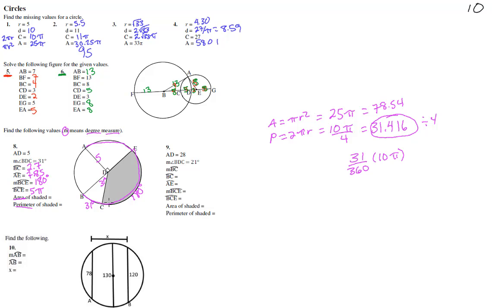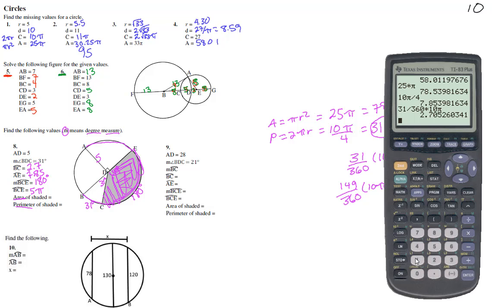Now, the shaded region, if we're going to do the area of this, first of all, we've got to find out what degree measure is in here. And if that's 31, then this is going to be 149 degrees. So we're going to have 149/360ths times the perimeter. That's going to be the length along here, and 149/360ths of the circle times the 25 pi. That will be the area in here. So we get the area of the whole circle and then take 149/360ths of it.